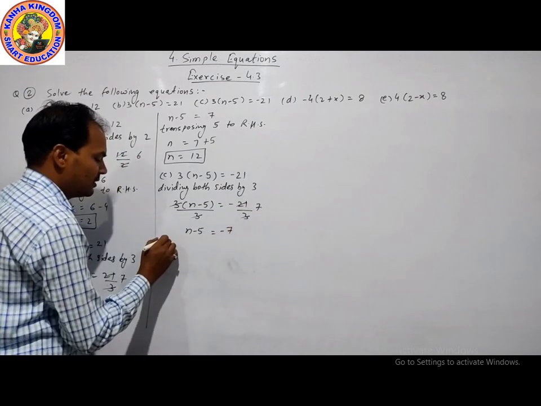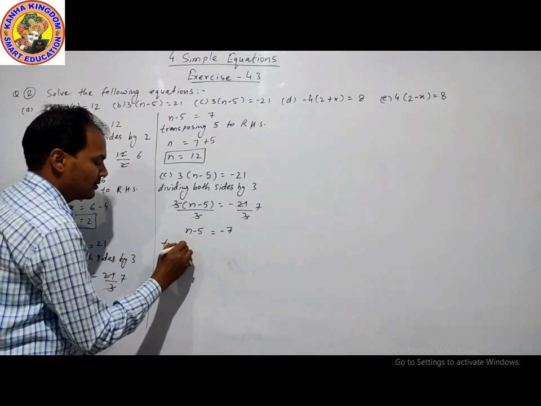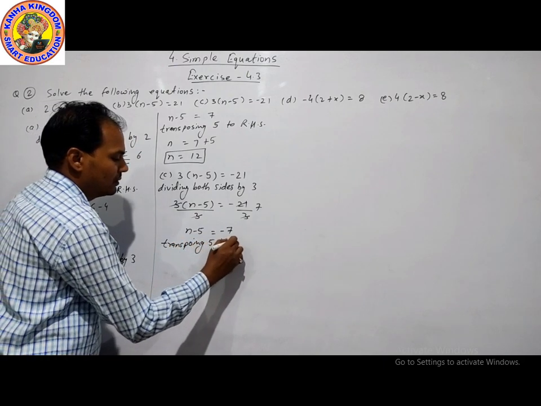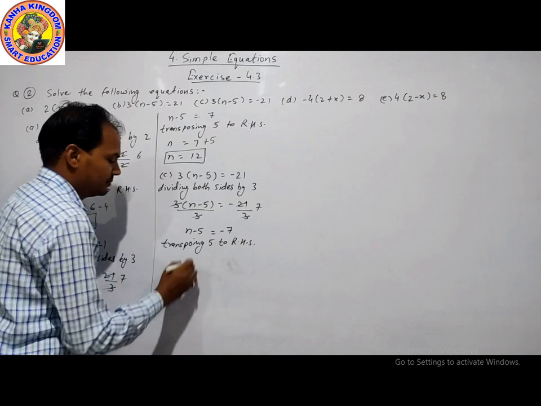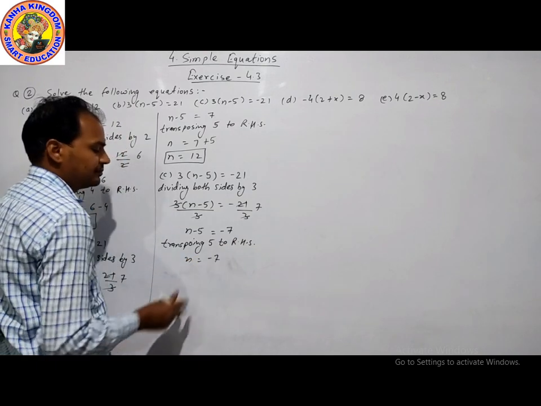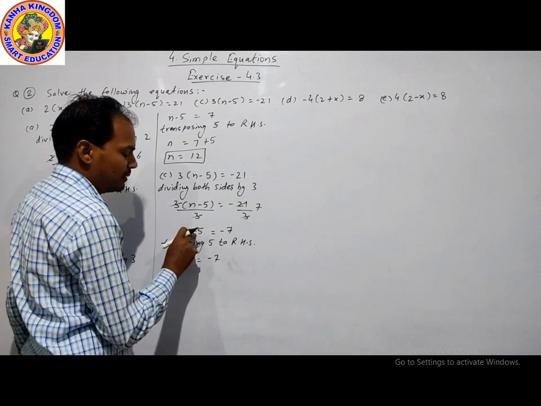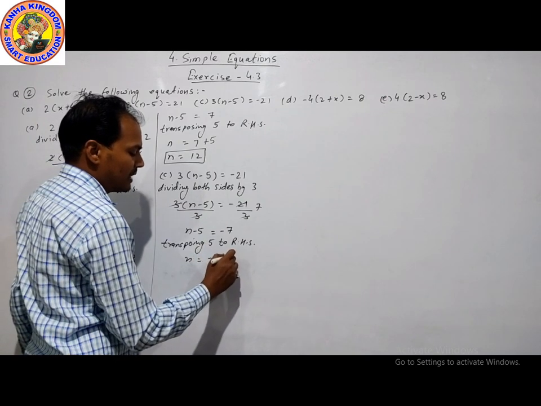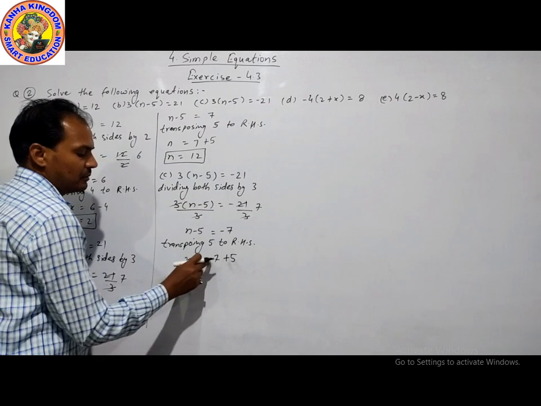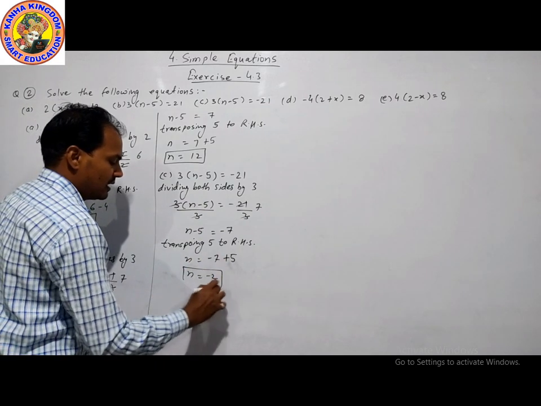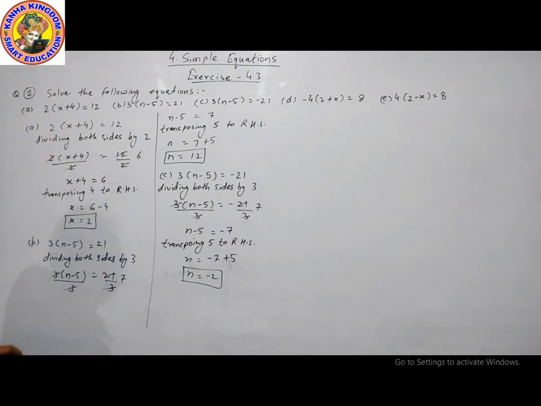Now transposing 5 to the right hand side. n is equal to minus 7. Here is minus 5. It goes to the right hand side, the sign will be changed, minus converts into plus. So this is minus 7 plus 5, and n is equal to minus 2 is our answer.